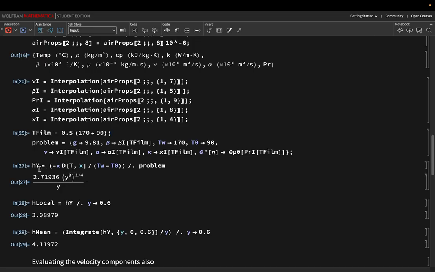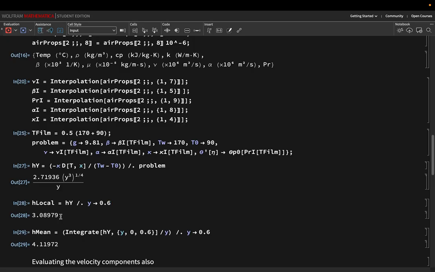Once I have H as a function of Y, all we have to do, again, is to write this particular operator to substitute. In the expression of H of Y, put Y equal to 0.6 because the length is 60 centimeters; you convert it into meters. So that is giving me around 3.08.